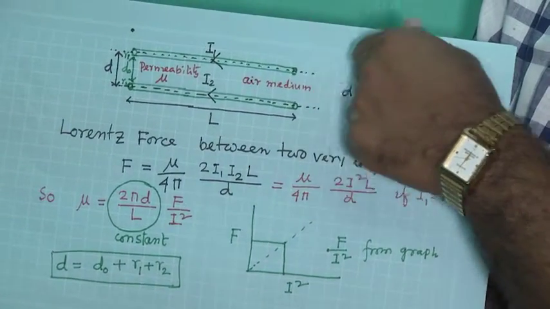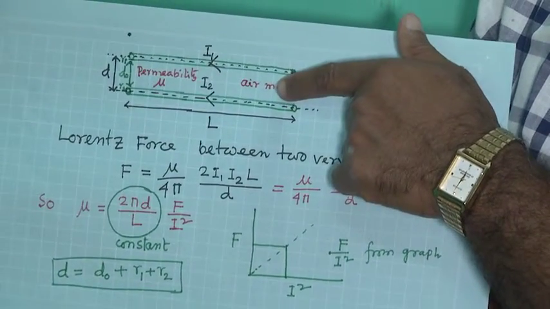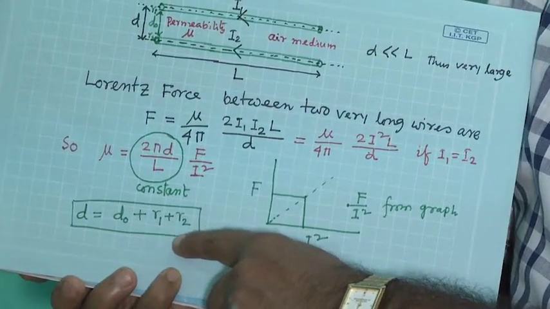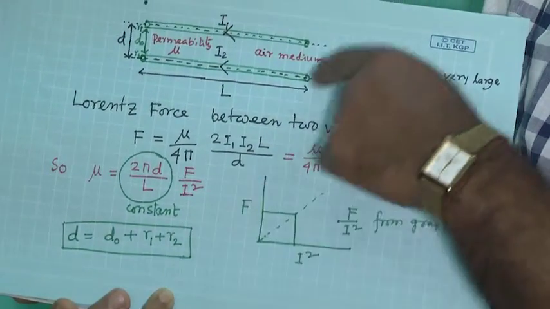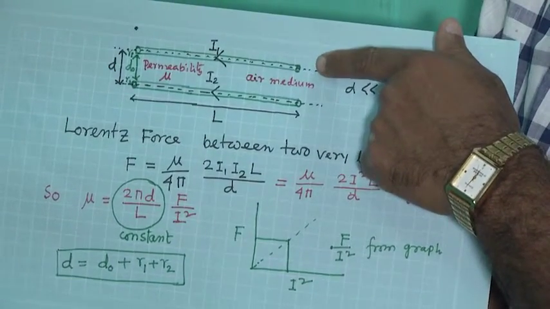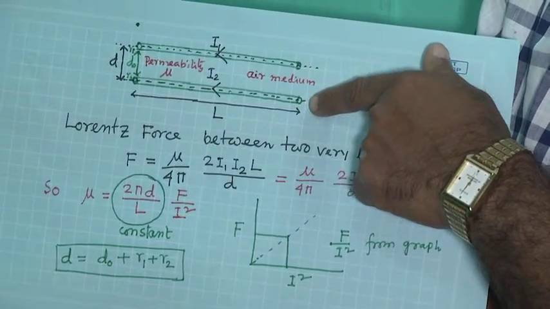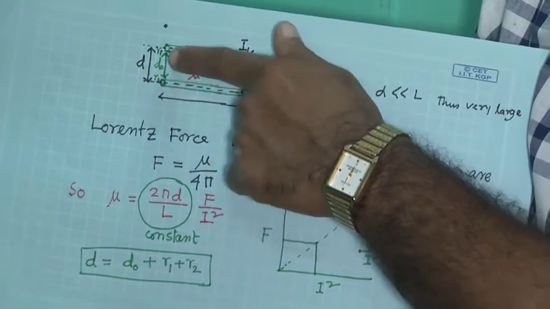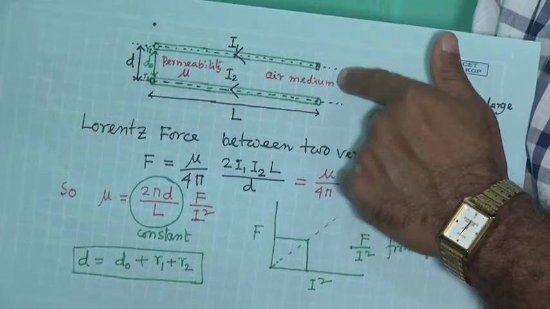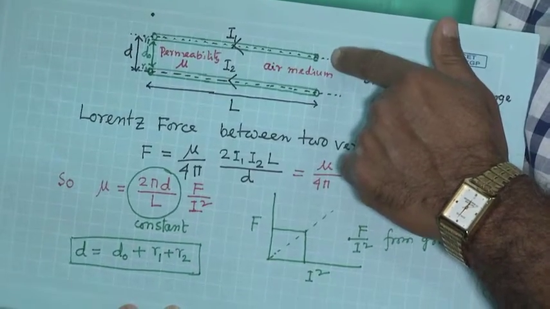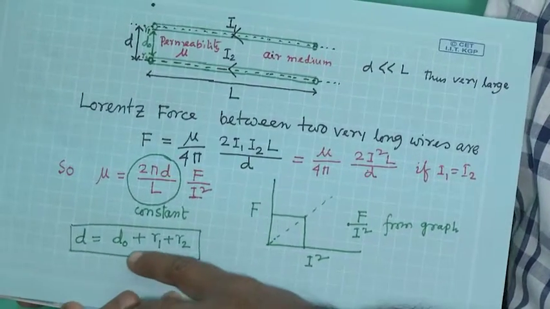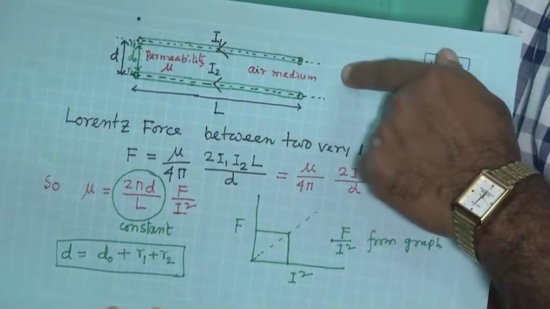So, that distance is D, and D is basically d0 plus r1 plus r2. r1 and r2 are the radius of wire 1 and radius of wire 2, and d0 is the gap between these two conductors. So, the effective distance between these two conductors is D, that is d0 plus r1 plus r2, right.